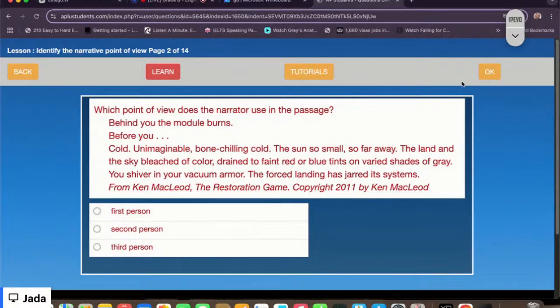Behind you, the model burns. Before you, cold, unimaginable burn. Chilling cold, the sun so small, so far away. The land and the sky, bleached of color, drained to faint red or blue tints on various shades of gray. You shiver in your vacuum armor. The forced landing has jarred its system. First, second, or third?